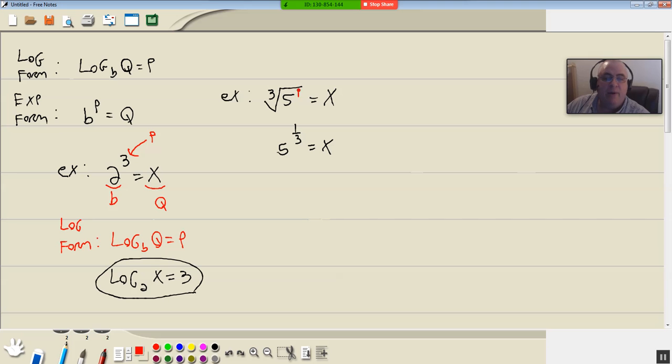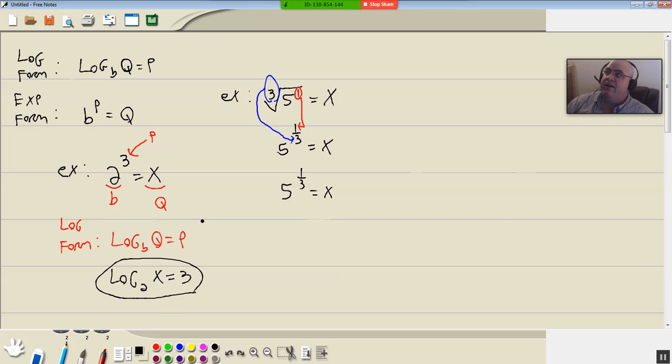Remember how that works. Whatever power's in here, and if there isn't one, you put 1 there by default, whatever that is goes up on top. And whatever your index is, in this case it's 3, is what goes down below. So we're going to have 5 to the 1/3 is equal to x.